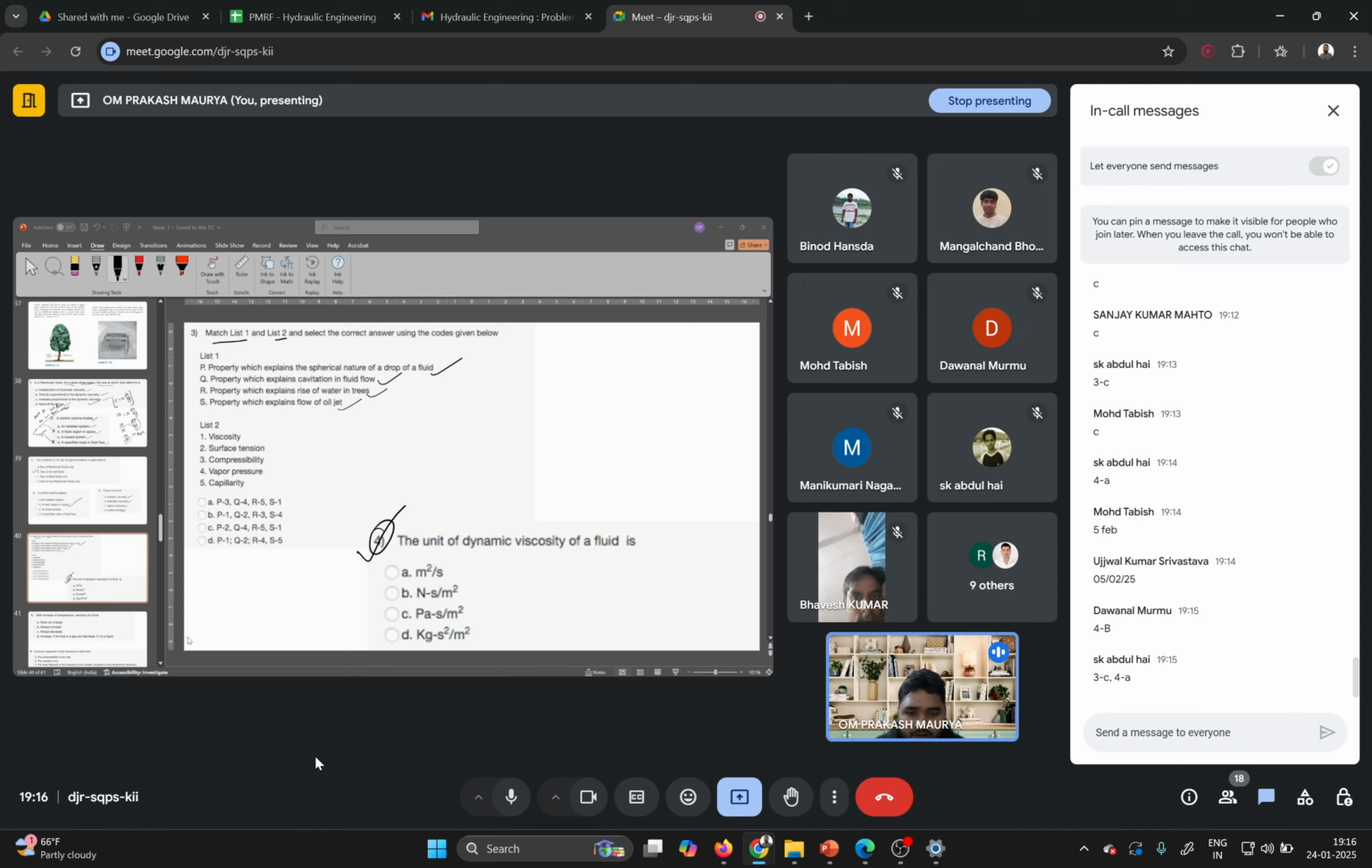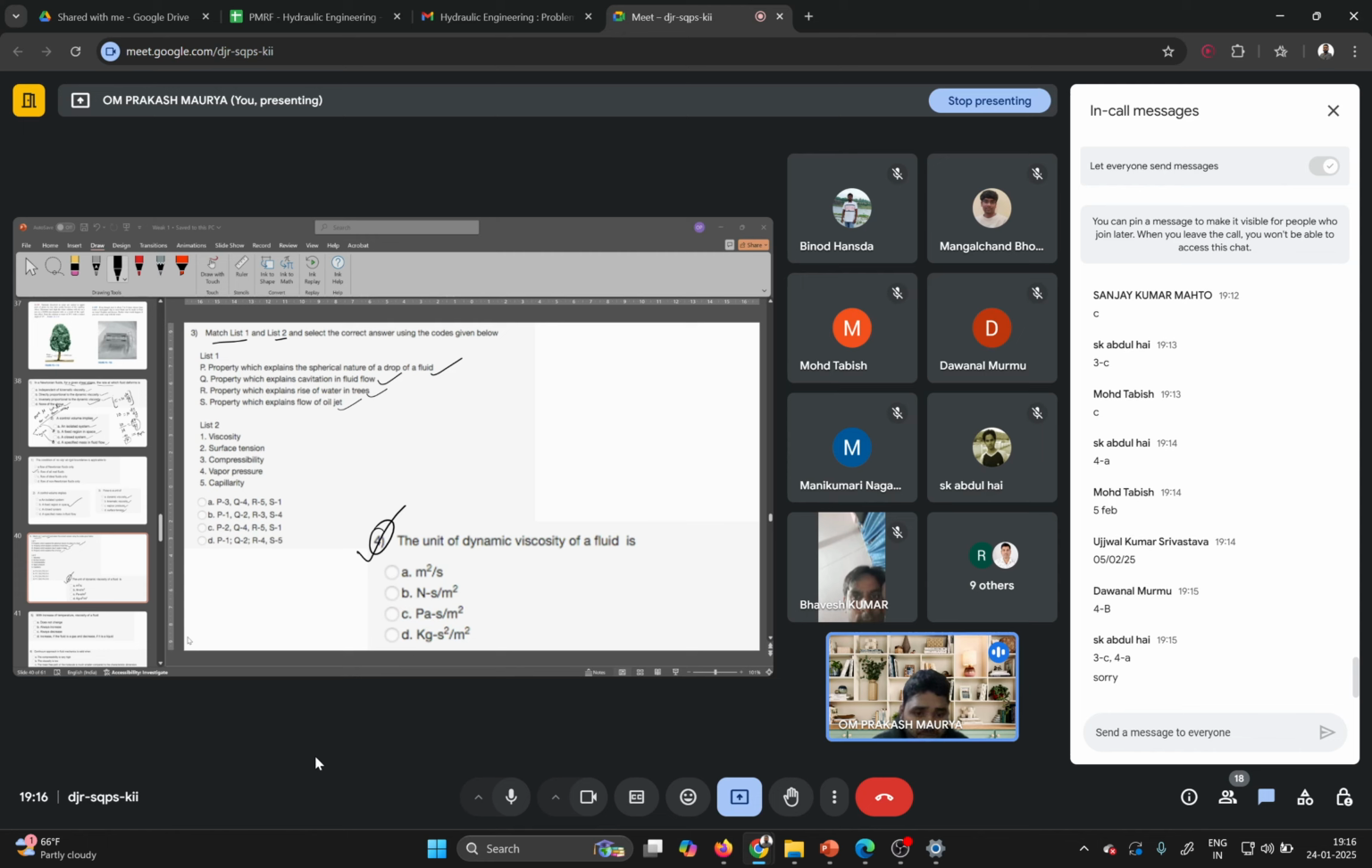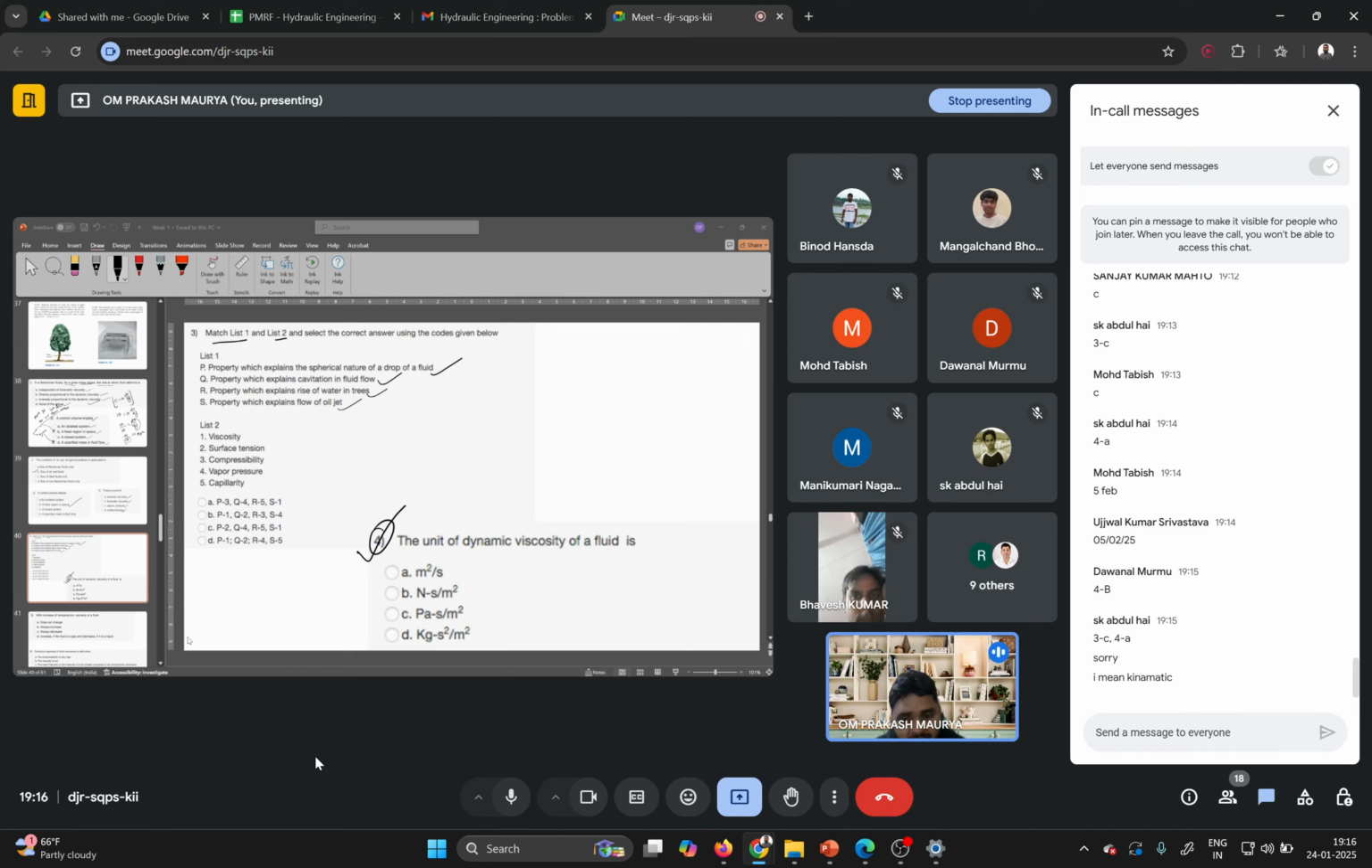3C and 4A. How are you telling 4A? Because we have already solved here. The question is asking the unit of dynamic viscosity. Abdul, please think about that. Whether it will be meter square per second or... we are not talking about kinematic viscosity here. For kinematic viscosity, the answer will be meter square per second, but for your dynamic viscosity, definitely not.